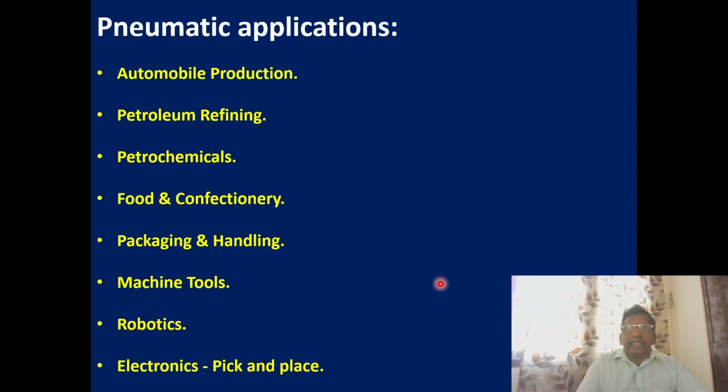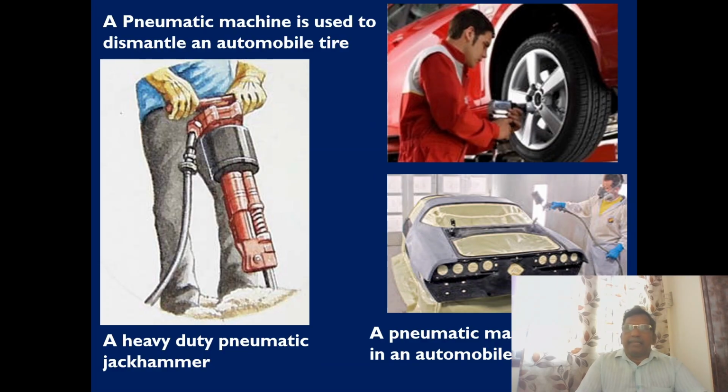These are all the applications in the areas of automobile industries, petroleum industry, petrochemicals, food industries, packaging industries, then machining and robots. There is pneumatics in electronics also, where we can place it in the assembly line of electronics, especially handling substrates, where we use a pneumatic system. Okay, so let us see now some examples of where we are using pneumatics.